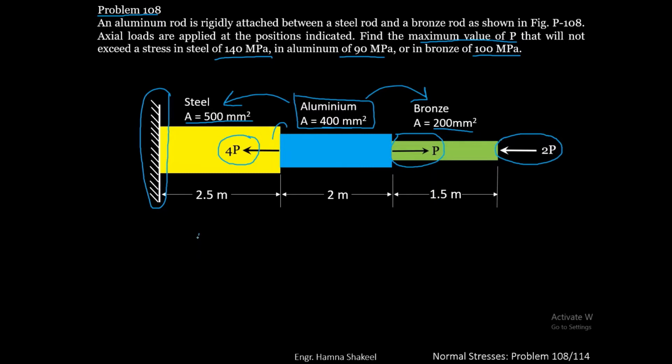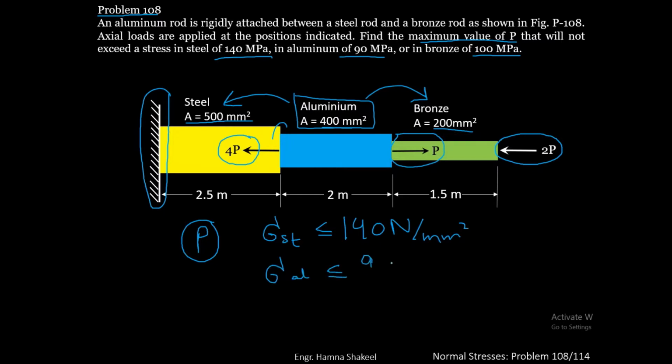So you have to find a value of P such that the stress in steel does not exceed 140 Newton per millimeter square, stress in aluminium does not exceed 90 Newton per millimeter square, and stress in bronze does not exceed 100 Newton per millimeter square.